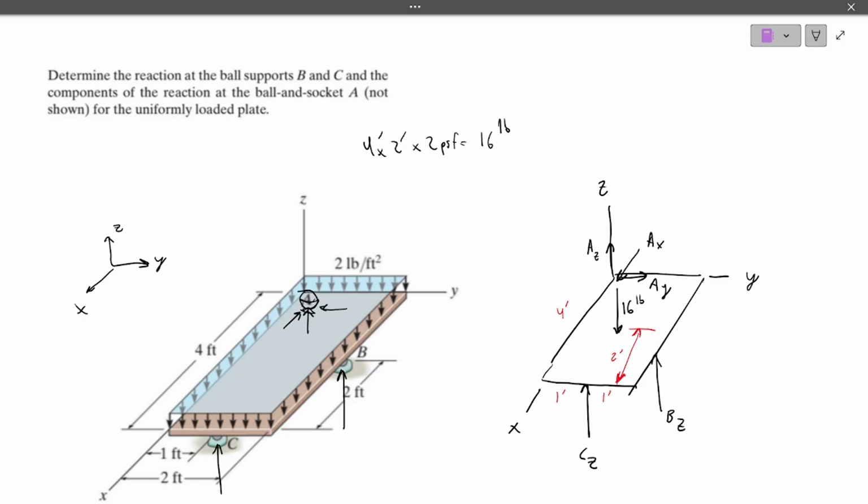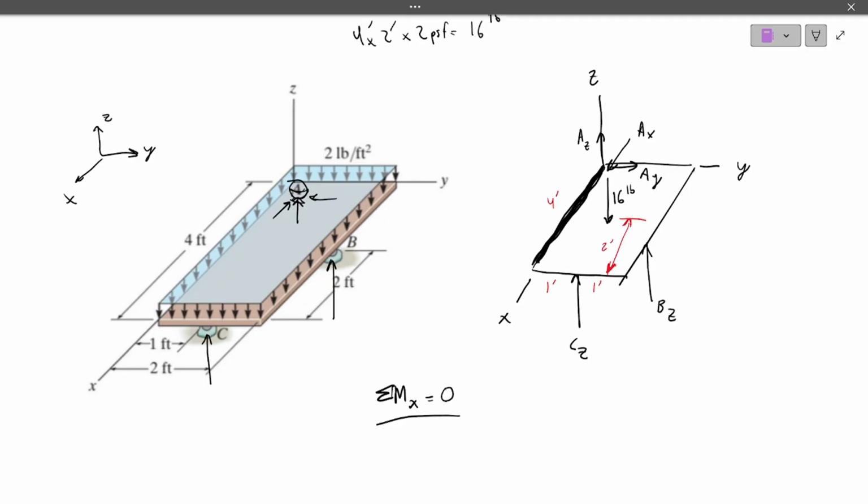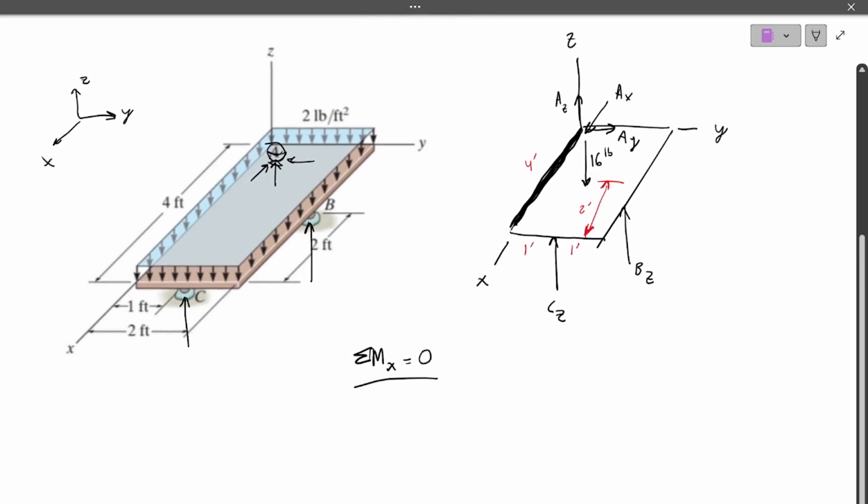So to do 3D moments, we're going to use the right hand rule. We are needing to find the reactions at the ball supports BZ, CZ, and then all the reactions at A. So let's visualize taking the moment at the x-axis. Let's say sum of moments at x-axis equals 0. We're looking along this x-axis, or this edge right here. We're taking all the forces and the perpendicular distance towards that edge. And then the direction of that moment will be determined with the right hand rule.